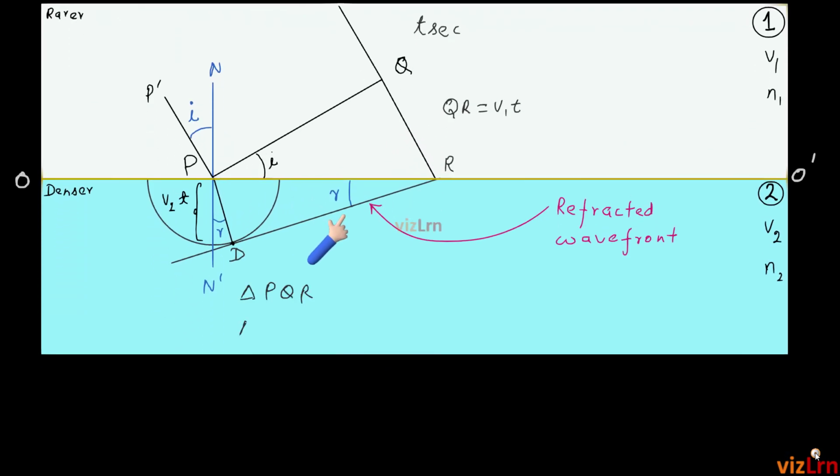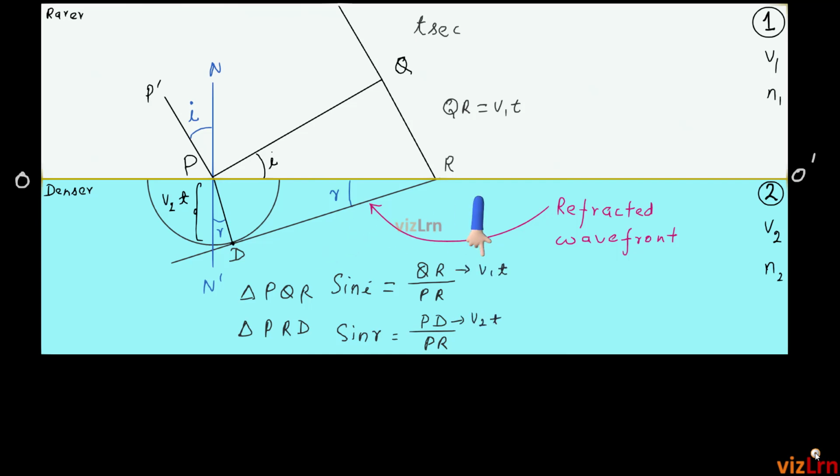So in triangles PQR and PRD, sin i is equal to QR by PR and sin r is equal to PD upon PR. And since QR is equal to v1t and PD is equal to v2t, we get sin i divided by sin r is equal to v1 by v2.